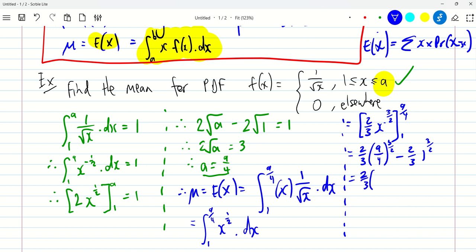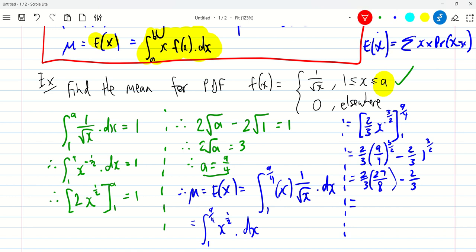Right, let's have a think about this. So 3 over 2, the power of 3 over 2, that means you square root it and then you cube it. So the square root of 9 is 3, 3 cubed is 27, and the square root of 4 is 2, 2 cubed is 8. It's actually going to be not too bad, minus 2/3, because 1 to the power of 3 over 2 is that. Will I be able to do this in time?